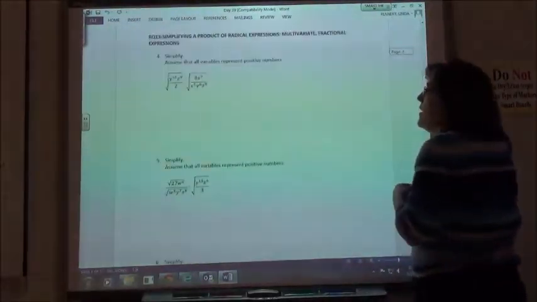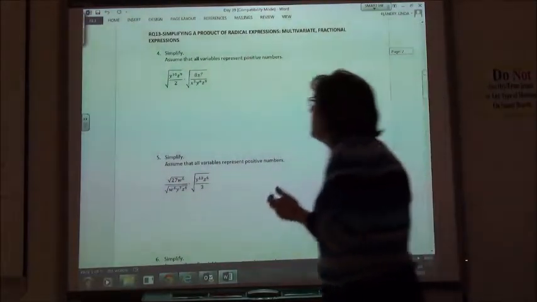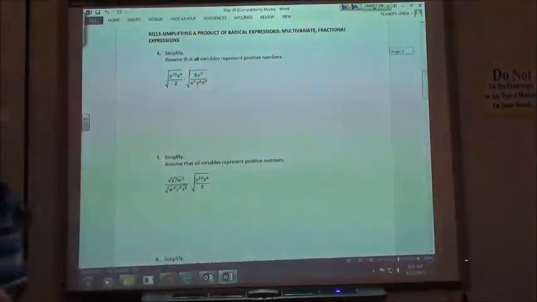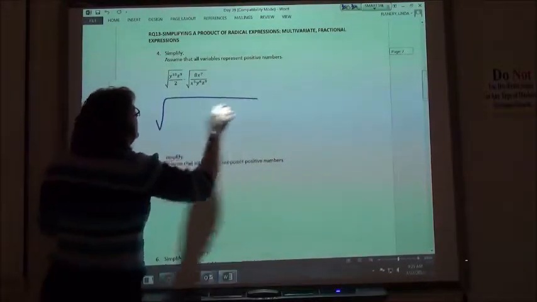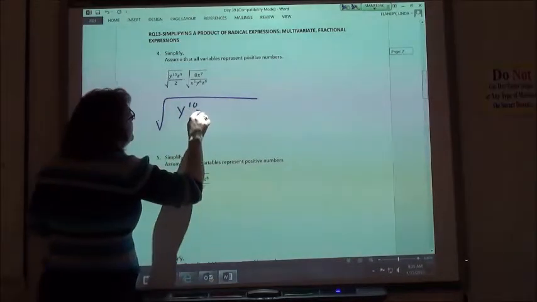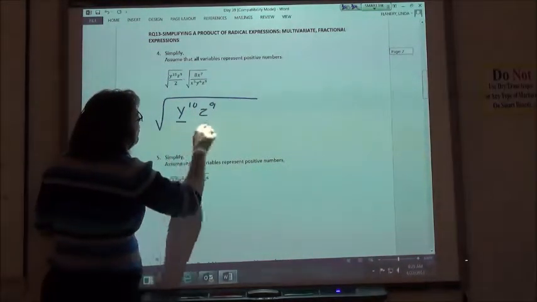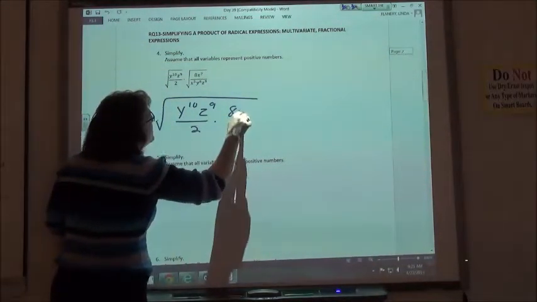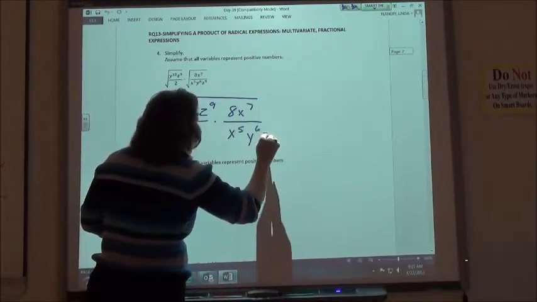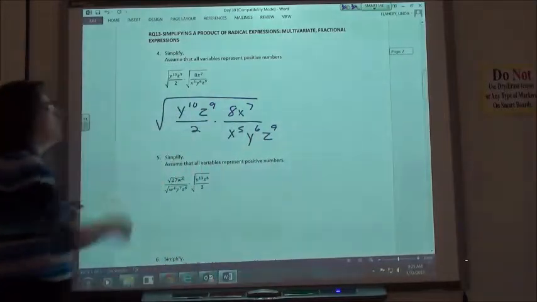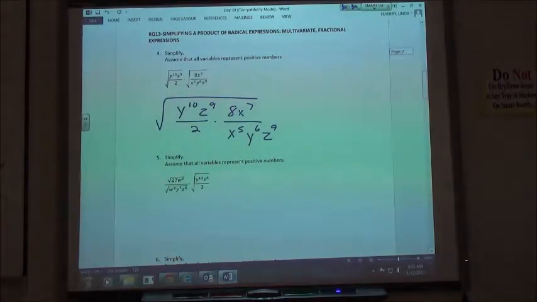The next ones are working with fractions that are under the square root. Basically, the same thing holds true. Since the whole thing is under the square root, I could think of that as one big problem under the square root. So I would have y to the 10th, z to the 9th over 2 times 8x to the 7th over x to the 5th, y to the 6th, z to the 9th, like it was under one big square root and instead of 2 separate ones.